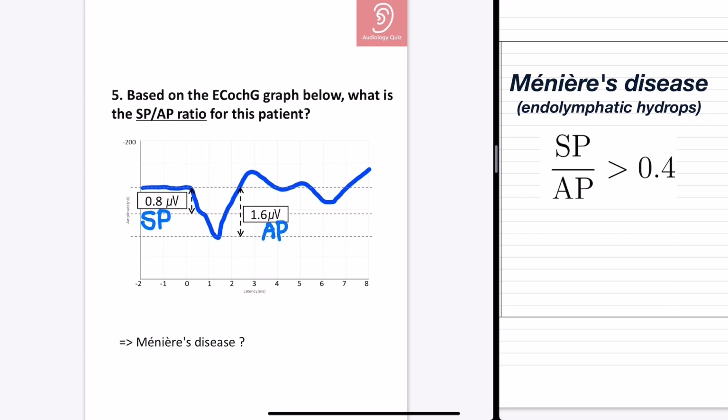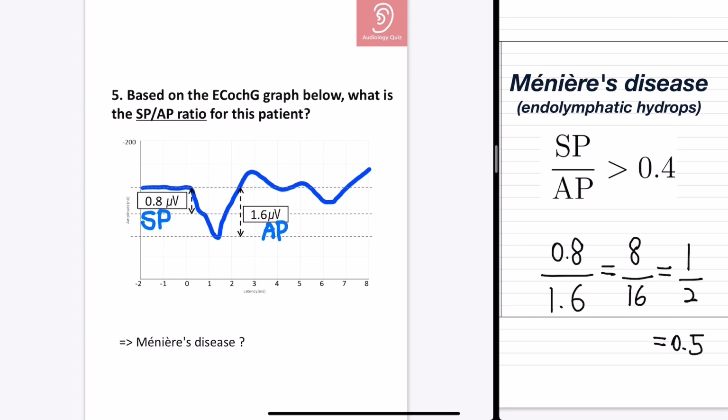Step 2. Understand the formula. The SP to AP ratio is calculated using this formula, SP divided by AP. Substituting the given values, we get 0.8 divided by 1.6. Step 3. Perform the division. To simplify, think of both numbers as whole numbers, 8 divided by 16. 8 divided by 16 equals 0.5.